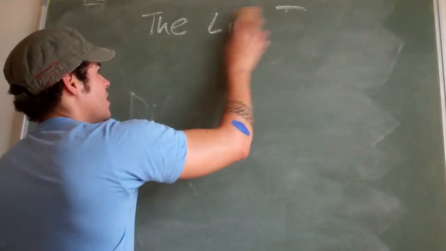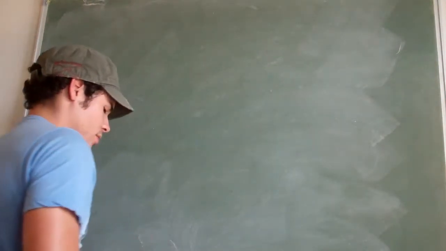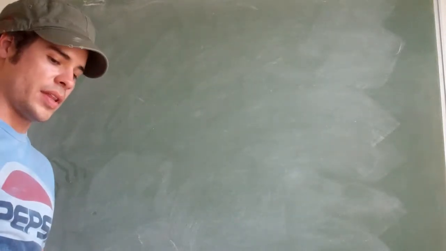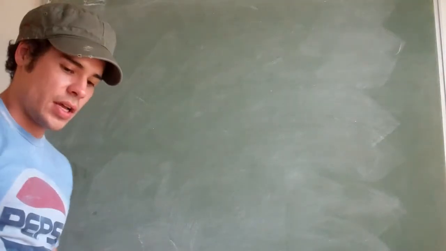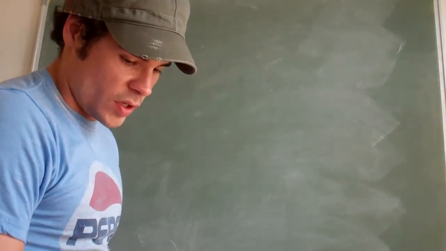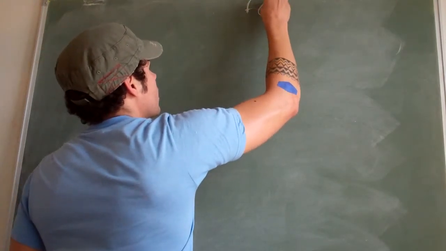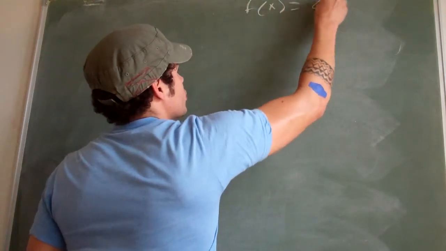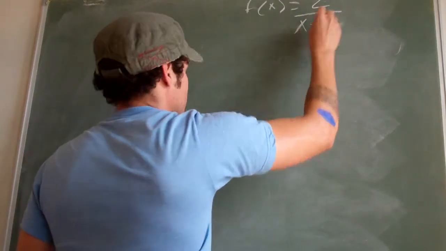And this time I think a rational. Let's do a rational problem, and that way you can see one of the more tedious ones here. Okay, let's look. What if f of x is equal to 2 over x plus 1?